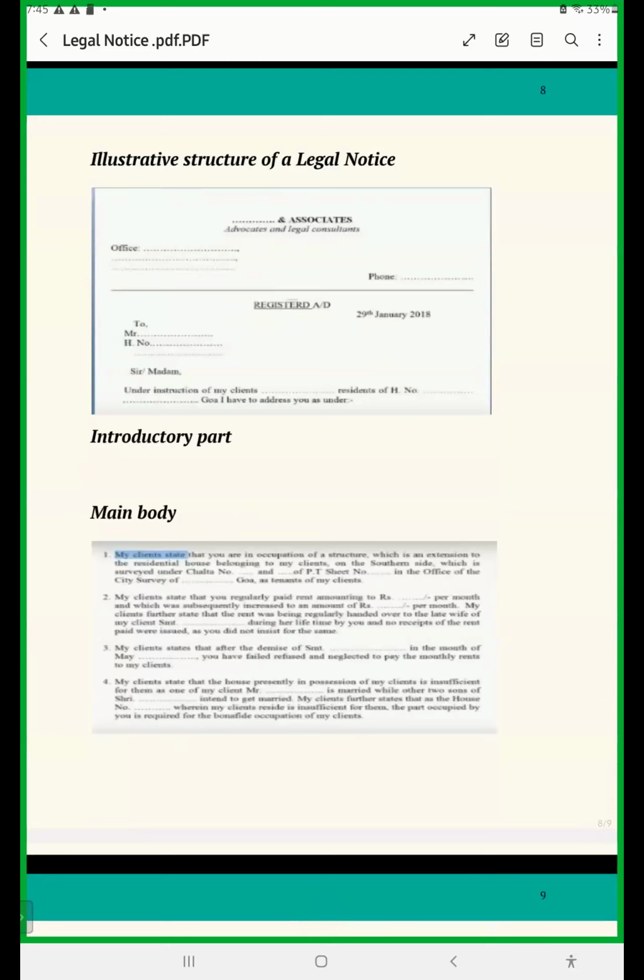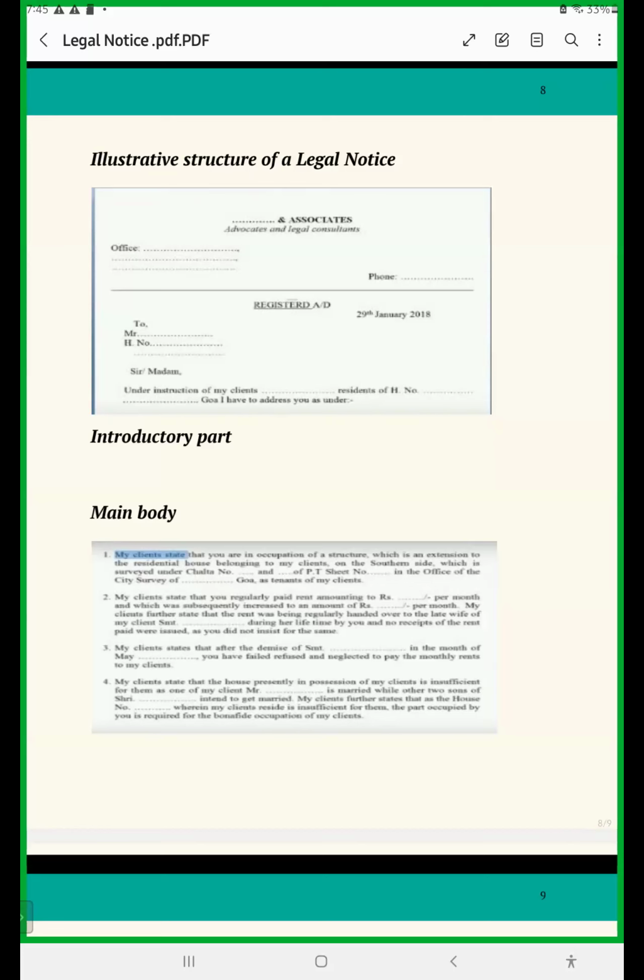The first part you can see is known as the introductory part. You make this on your letter head, so you can see a letter head has been given, with whatever your legal firm name is, advocate and legal consultant. On the left side you write your office and on the right side your phone and other information. Registered AD, we write the date on the right-hand side and on the left-hand side. To whom we are writing, sir and madam, under the instruction of my client. The same we need to follow.